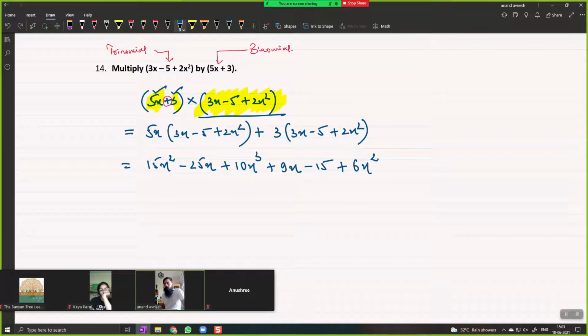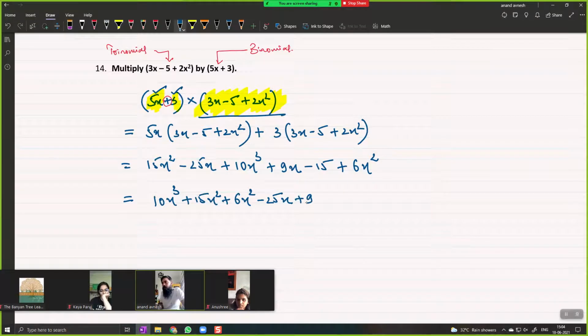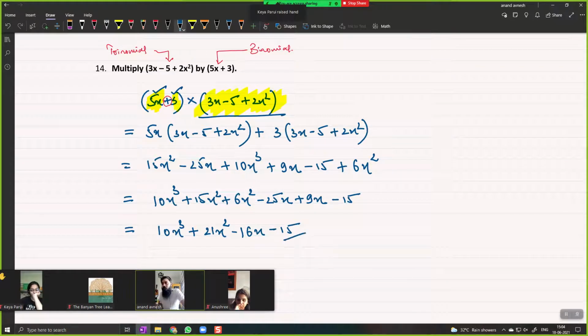Now are there any like terms? Bring them together, simplify this, because you need to simplify this. If you don't simplify, it will be a trouble. So we have 10x cube, which is the term with the highest degree. I write that first, then I write plus 15x square, then plus 6x square, then minus 25x, then plus 9x, then just the last term which is minus 15. So 10x cube, plus 15x square plus 6x square is plus 21x square, minus 25x plus 9x is minus 16x, minus 15, and this is your final answer.